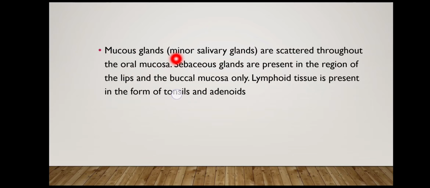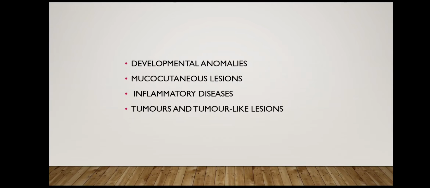Mucous glands, which are nothing but minor salivary glands, are scattered throughout the oral mucosa. Sebaceous glands are present in the region of the lips and buccal mucosa only. Lymphoid tissue is present in the form of tonsils and adenoids.